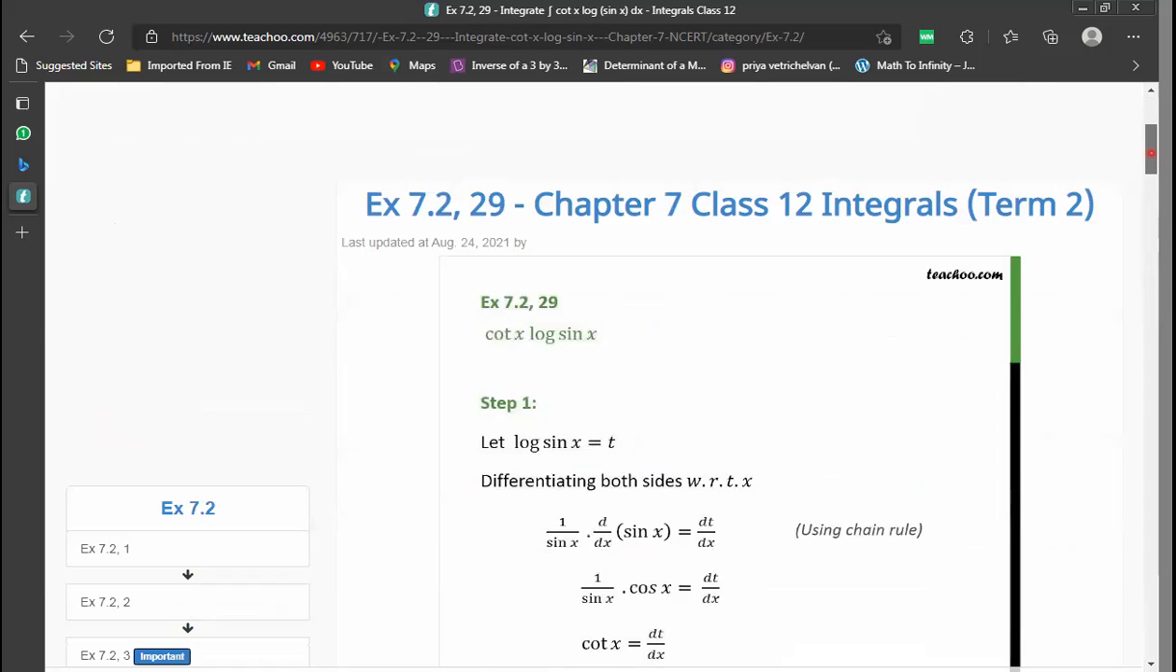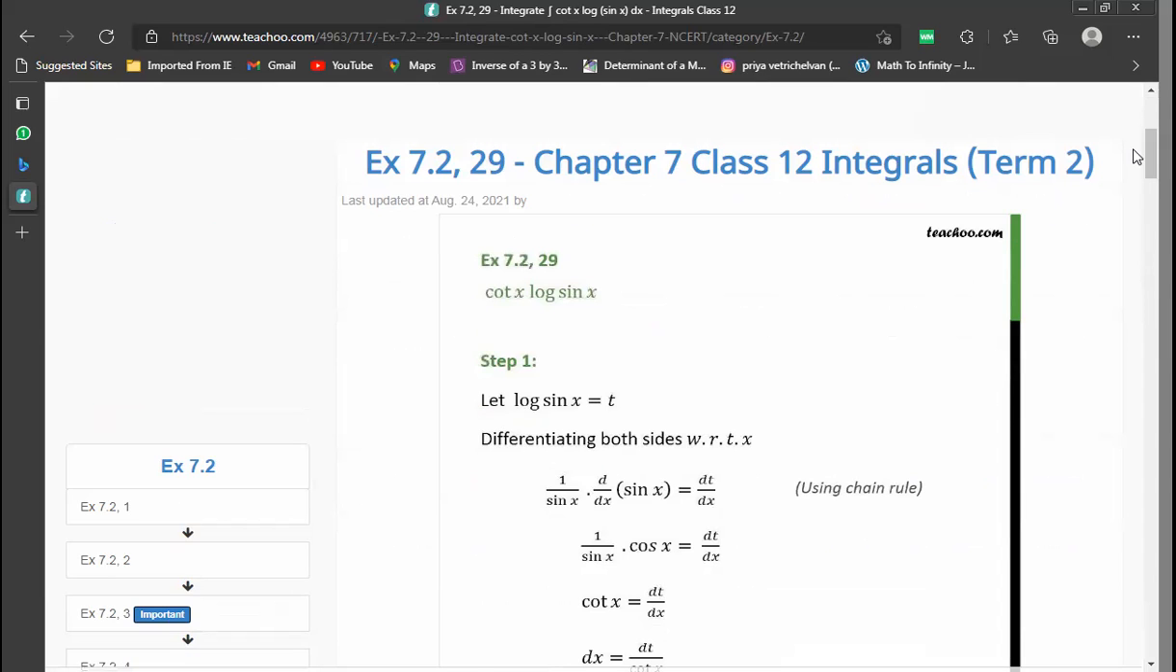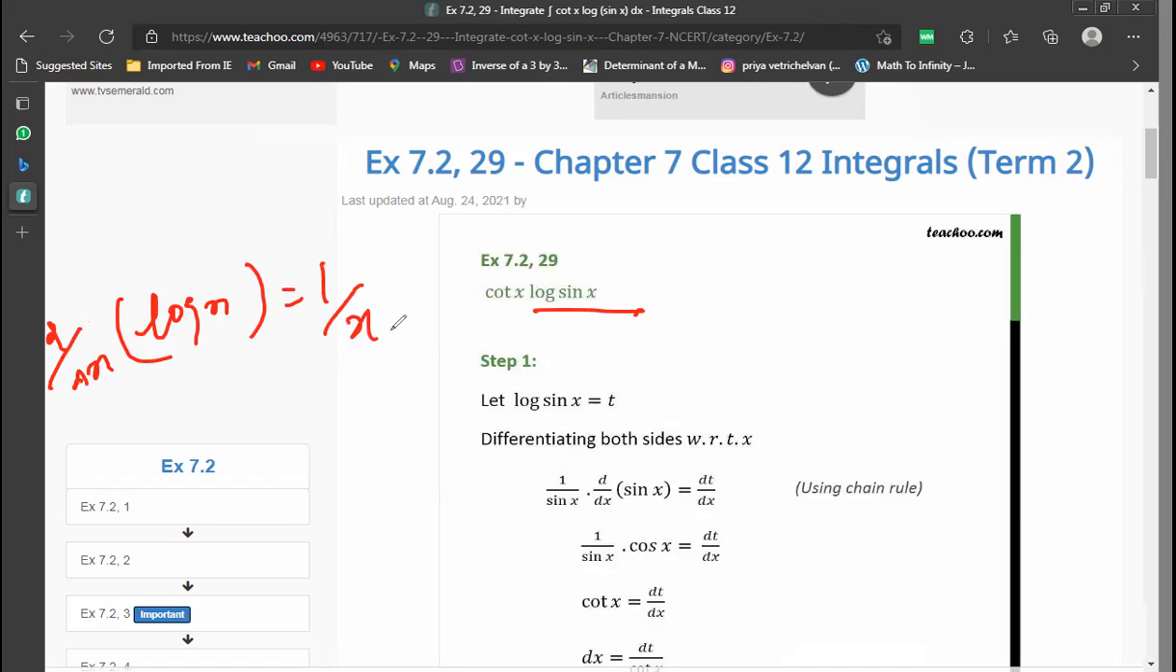Cot x log sin x. So they are taking log sin x as t and performing differentiation. You should be aware of the formula: differentiation of log x is 1 by x.